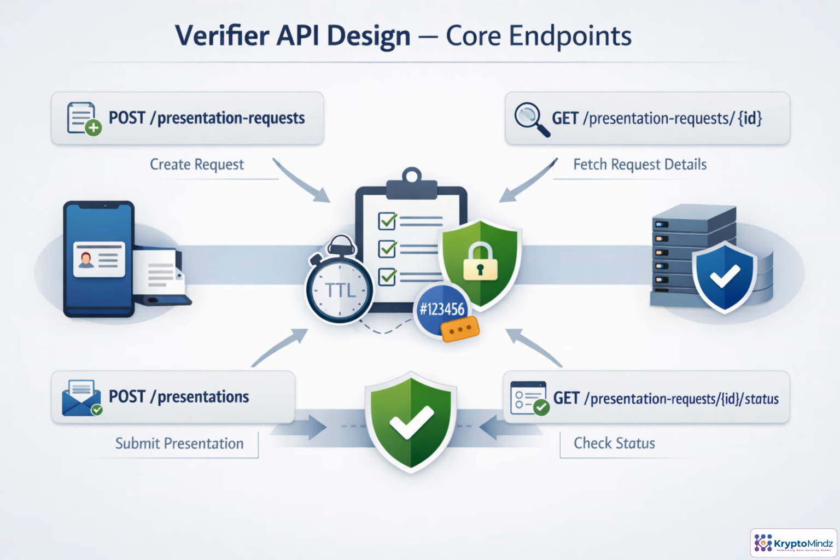Think of the Verifier API as a short-lived challenge workflow. The verifier creates a presentation request with required claims, a nonce, and an expiration time. A wallet fetches that request by ID and builds the response. When the holder submits the verifiable presentation, the verifier checks signatures, schemas, issuer trust, nonce freshness, and replay risk. Clients can then poll or subscribe to status, so the application can show approved, rejected, or pending outcomes.